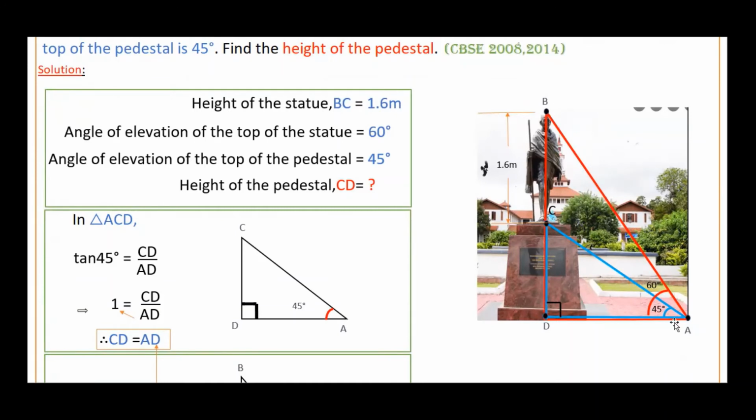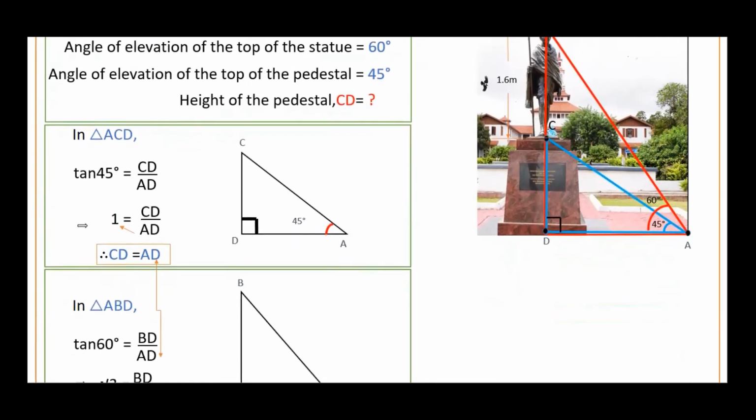So take the first triangle, triangle ACD. See here, in triangle ACD, tan 45 degrees is equal to CD by AD. So tan 45 is 1. 1 is equal to CD by AD. Therefore, CD is equal to AD.